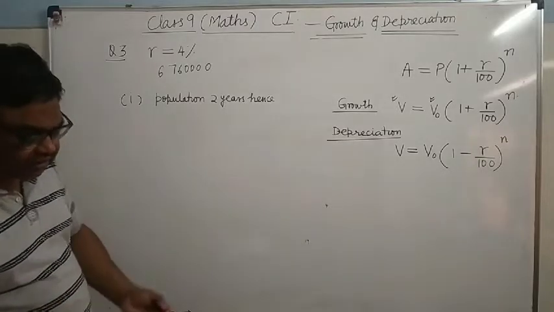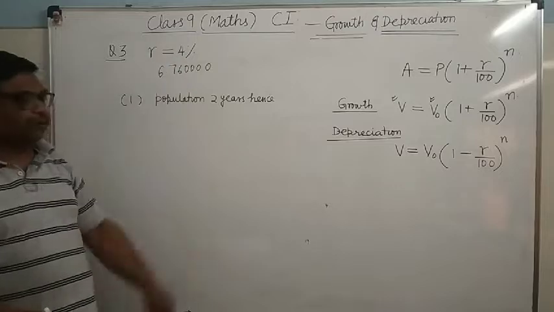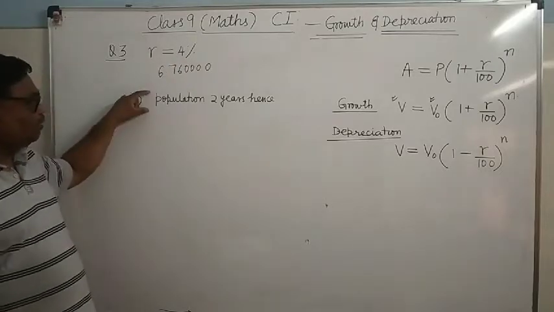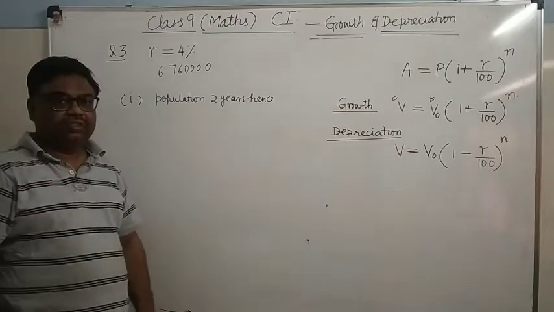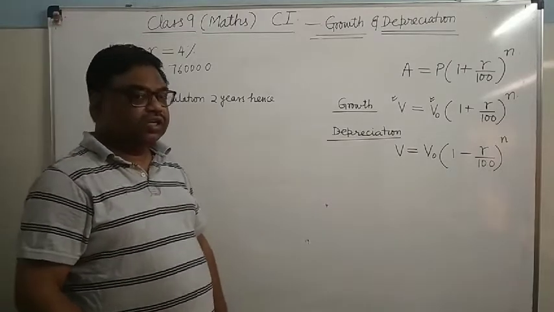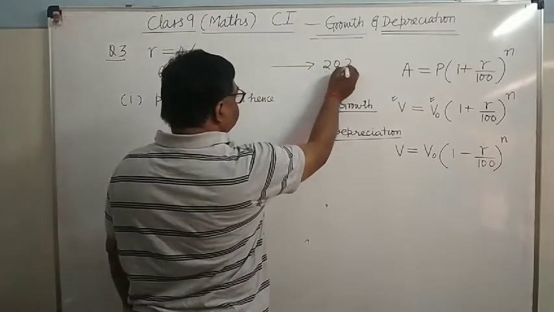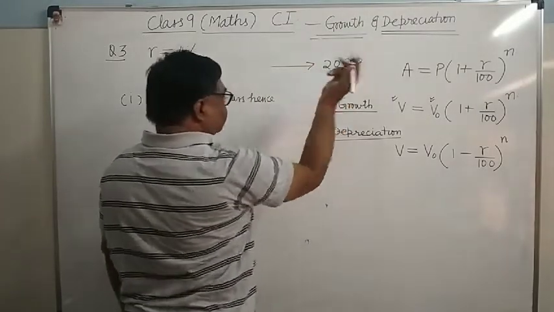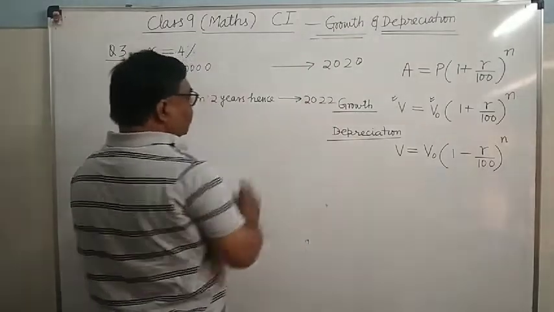Present is given, this is the present population. Means in 2020 this is the population. And you have to find the population 2 years hence, means in 2022. It's clear? In 2022 you have to find the population. This is for our sake we are writing. Present means 2020, because this is the year 2020. And you have to find the population of this year.